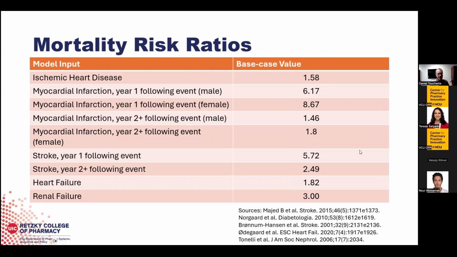Here are the mortality risks that were obtained from a variety of sources. And these were risk ratios. So if someone had ischemic heart disease, they had about a 1.5 times risk of dying in that particular cycle. For myocardial infarction, the risk of dying was between 6 and 8.5%, and then dropped after the second year post event. You can see these results here, or not these results. These inputs are stratified as well by gender.